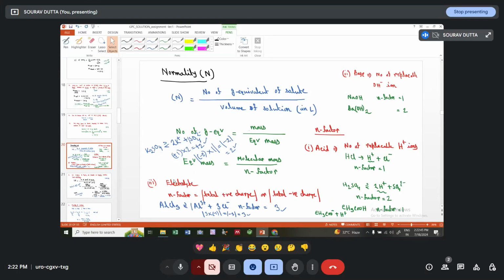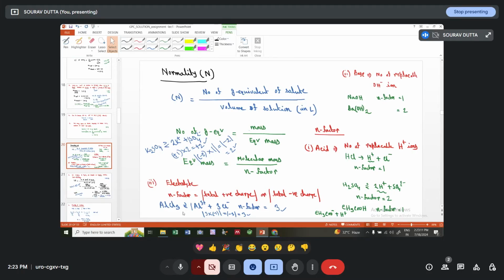So in case of an electrolyte solution, in case of a salt solution, the total number of positive charges and the total number of negative charges is balanced. Basically, this is called the condition of electrical neutrality. So the total number of positive charges and negative charges will be the same, but as N factor is a positive quantity, if we take the total negative charge, then we have to take the mod value, that is, we get a positive value.